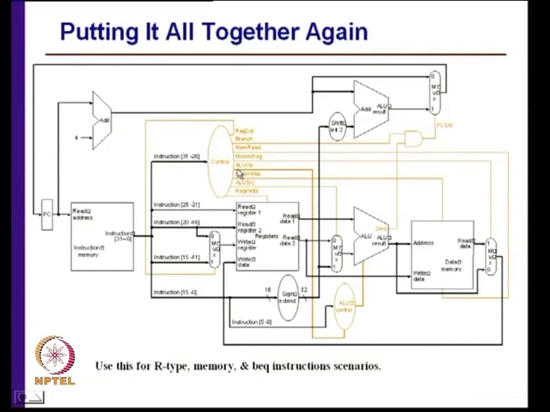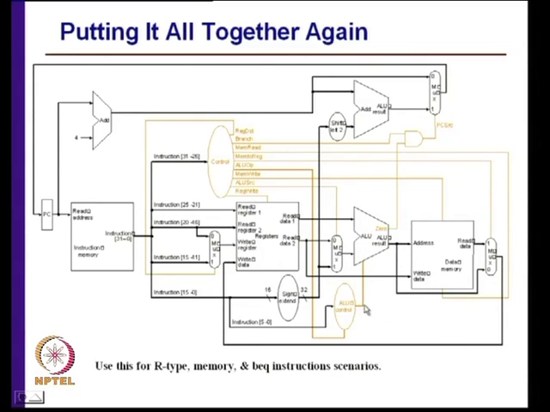Then it has the 2-bit ALU opcode, which will go to the ALU control unit. Then the memory write signal will go to the data memory. Then ALU source will go to this multiplexer, selecting whether the input comes from the register or from this particular field, and the multiplexer will select one of the two and apply it to the ALU. So this is the main control unit, and this is the ALU control unit. The ALU control unit takes the 2 bits from the main control unit, and also the instruction's 0 to 5 field, the function field, which is applied to the ALU control unit.